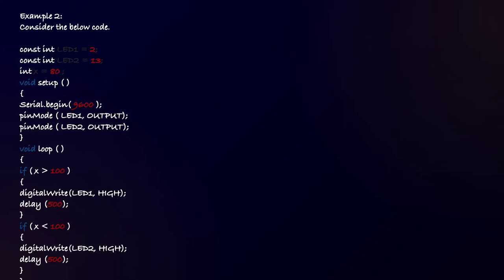So you see, what is x? X is 80. So definitely the first condition is not okay, but the second condition is right. So if the second condition is right, that is, if x is less than 100, that is what is being fulfilled. So what will happen? This result will take place. Digital write LED2 high. That means the inbuilt LED, that is the LED 13, will be glowing. Understood? That is all the concept of if statements.